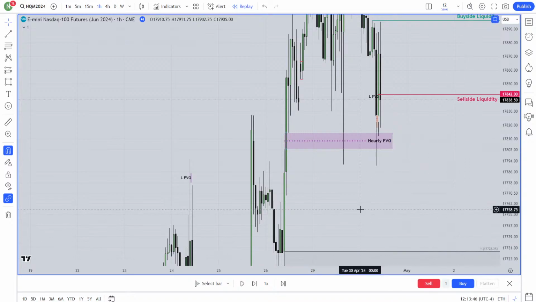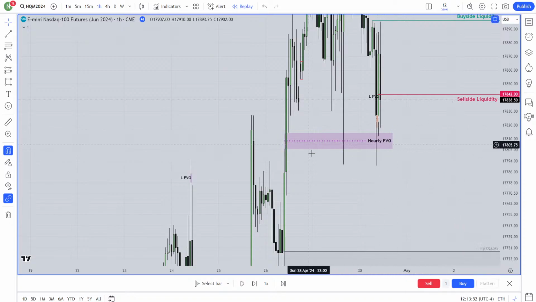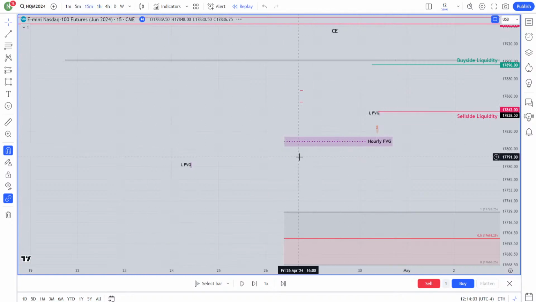Why an hourly fair value gap? You always talk about the 15-minute fair value gap, but you didn't get anything from the 15-minute chart, so I'm showing you the hourly fair value gap. Just remember this hourly fair value gap. Just remember there is no other fair value gap except this hourly fair value gap. Now I'll go to the 15-minute chart.